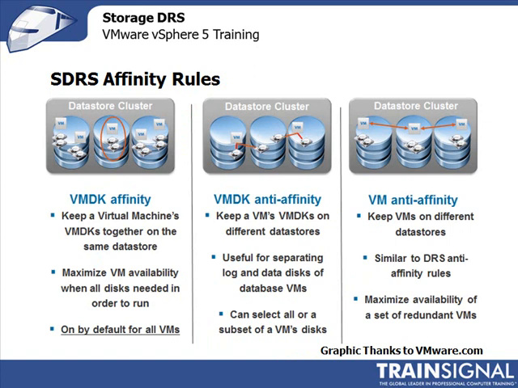I mentioned earlier that SDRS has affinity and anti-affinity rules, and I want to thank VMware.com for this graphic here that very nicely explains the VMDK affinity and anti-affinity rules, as well as the virtual machine anti-affinity rules. So there's VMDK affinity rules that say you want to keep a virtual machine's disk files together on the same data store. This is on by default, and it's there to maximize virtual machine availability when all disks are needed in order to run. You don't want to have one data store go out and one of the virtual machine's disks was over on that data store, and then the virtual machine can't function at all.